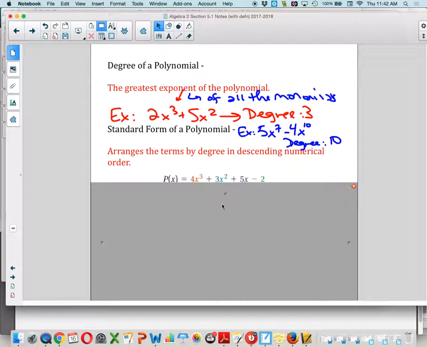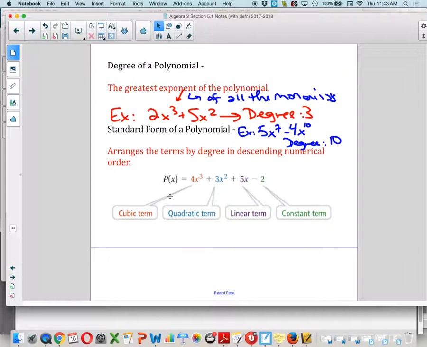So notice the polynomial down below in your notes. 4x cubed plus 3x squared plus 5x minus 2. That is considered to be in standard form. Now we're going to talk about the details of this. The 4x cubed, the power or degree on that individual monomial is 3. 3x squared, that degree is 2. The linear term has a degree of 1. The constant term, you might want to add this, has a degree of 0.